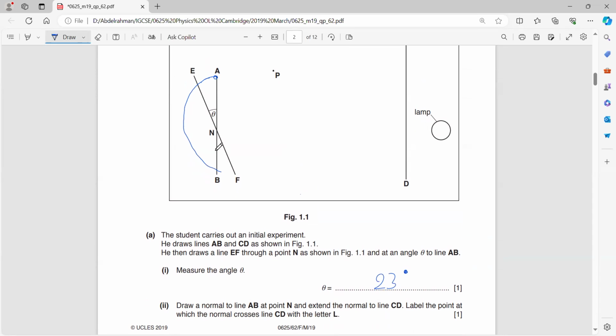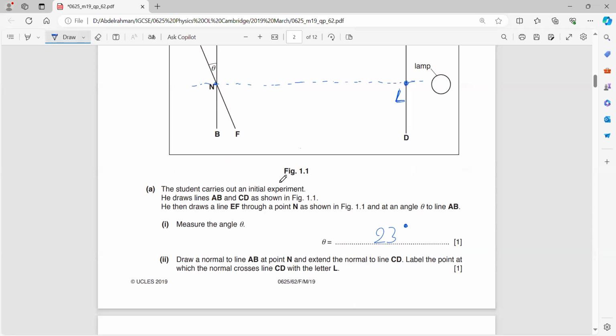At point N, I need to draw a normal, which would be perpendicular. Again, you are using the ruler. This is my normal. Do not draw this with the protractor. The point at which it crosses CD, this point would be L. Quite easy.